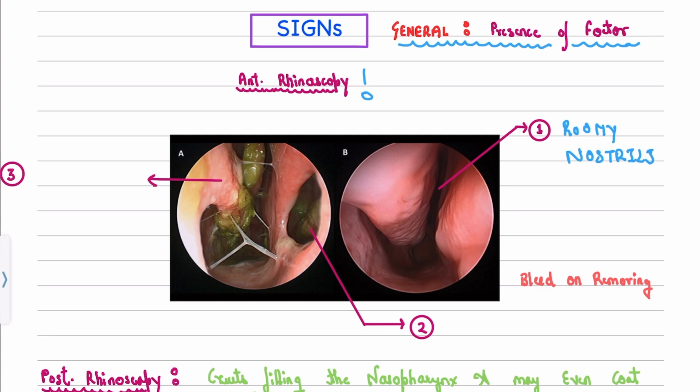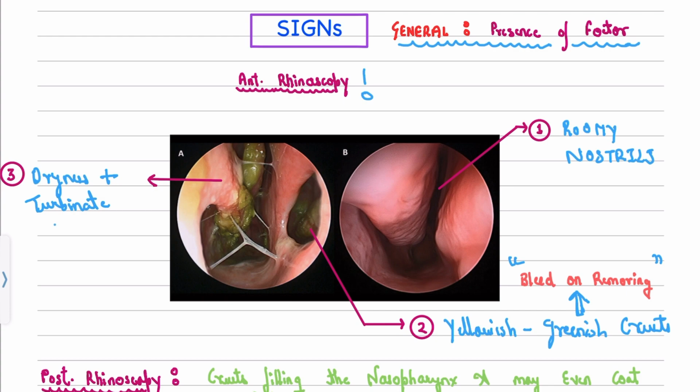And the second thing we see is yellowish-greenish crust, and when we remove this crust, they bleed profusely, leading to epistaxis. So they bleed on removing the crusts. And finally, we see dryness plus turbinate atrophy.